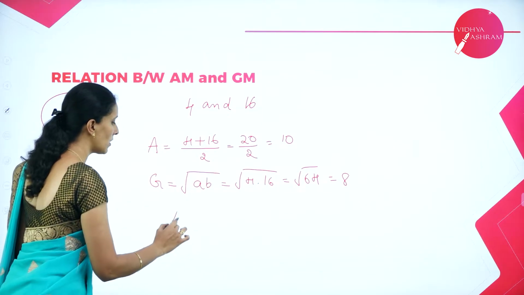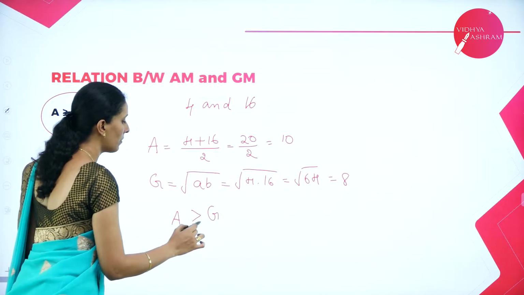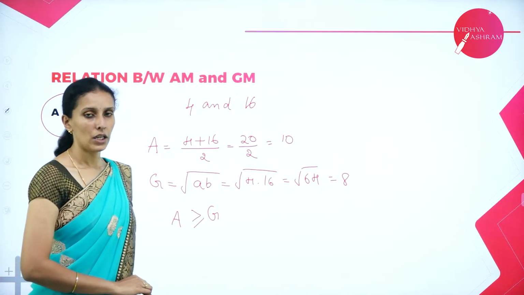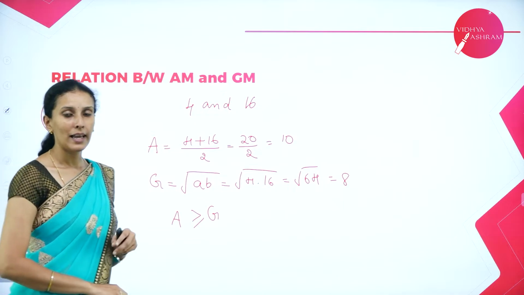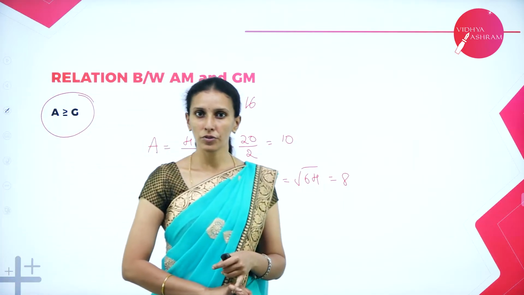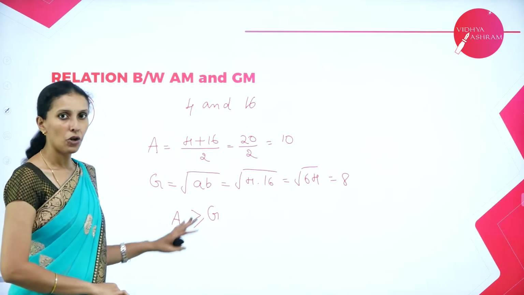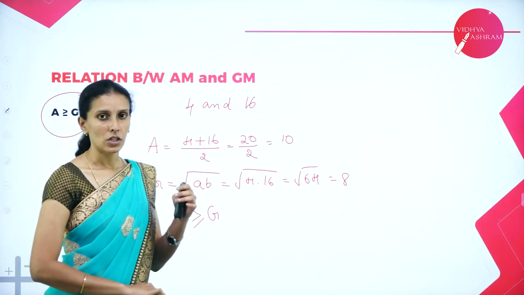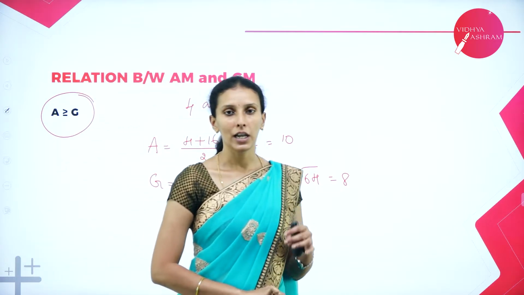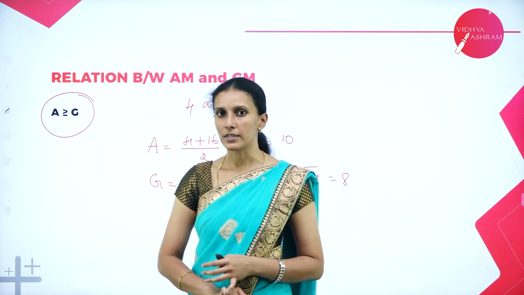Clearly what you can observe, A is greater than G. Sometimes you may get A equal to G also. So therefore I have written the symbol A is greater than or equal to G. So for any two numbers, arithmetic mean will be always greater than or equal to the geometric mean. So this is the relationship between the arithmetic mean and geometric mean of any two numbers.